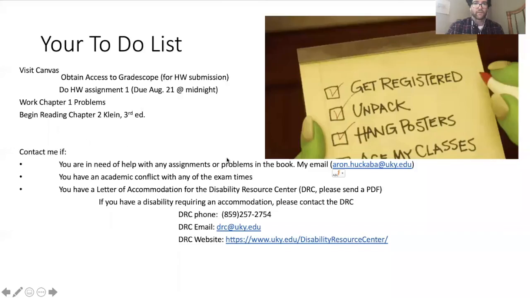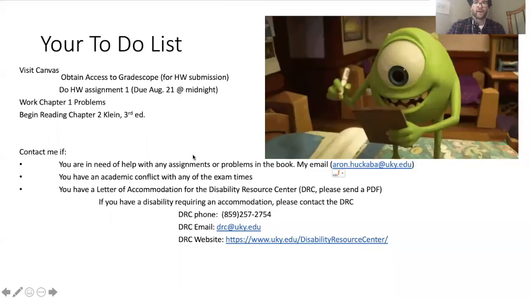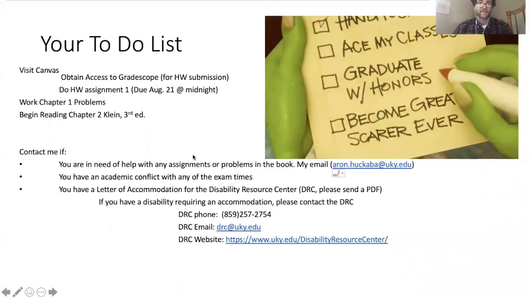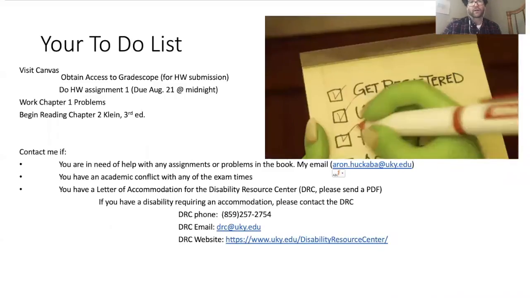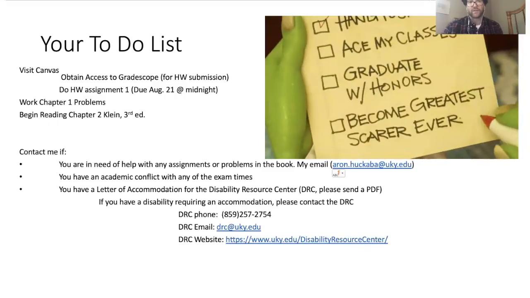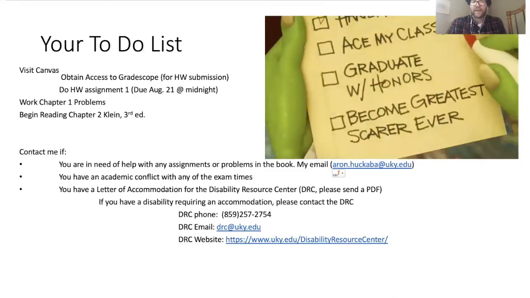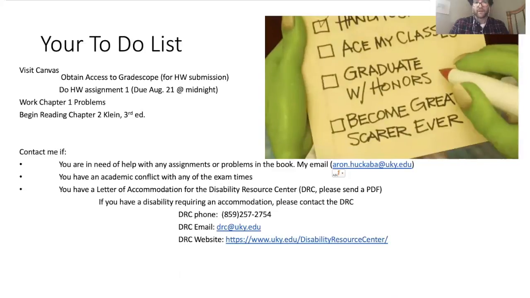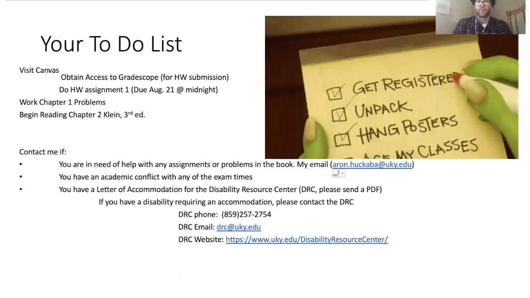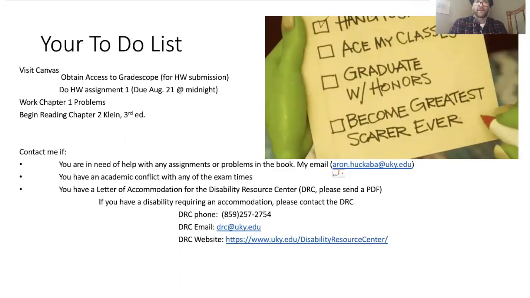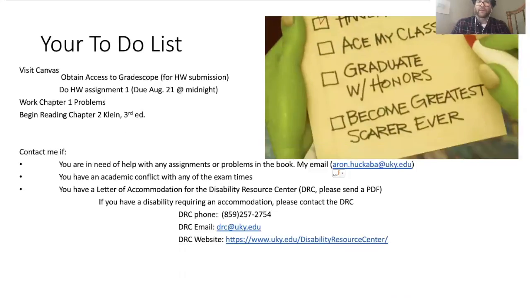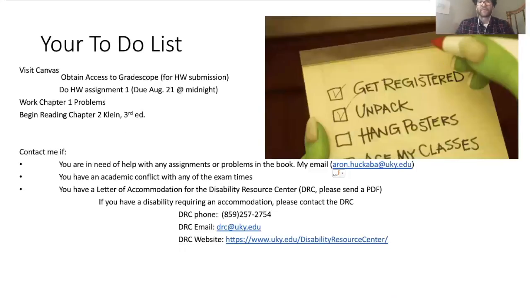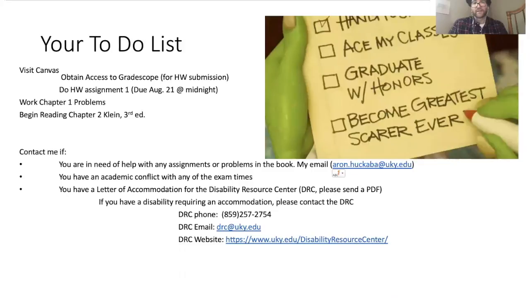In addition to this material, I have a small to-do list that you should think about. Obtaining access to Gradescope, which will be important for submitting your homework on time, which is due August 21st. Don't forget to work the Chapter 1 problems at the beginning of the chapter. The solution manual should come with your Klein 3rd edition as well. Begin reading Chapter 2 in Klein because this is where we're going in the next few lectures.